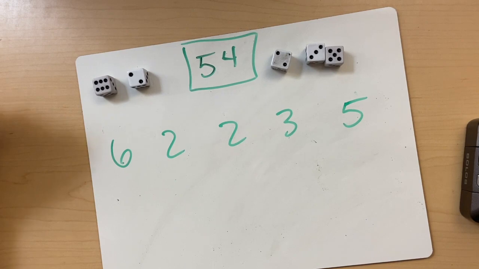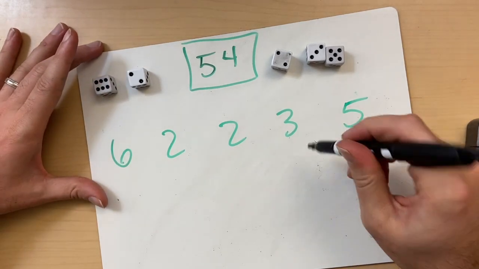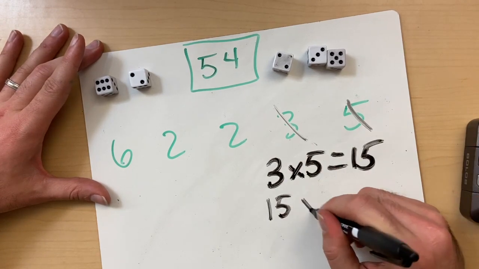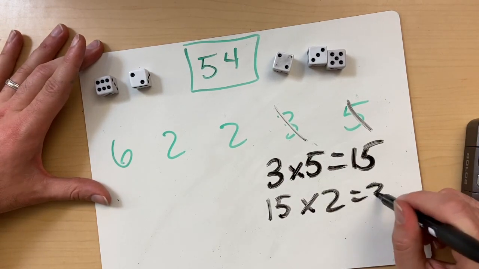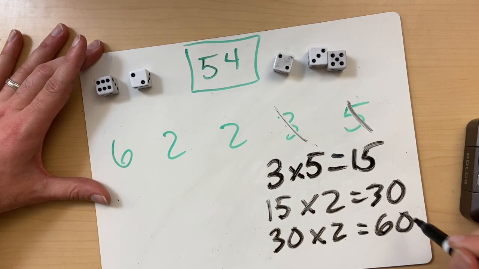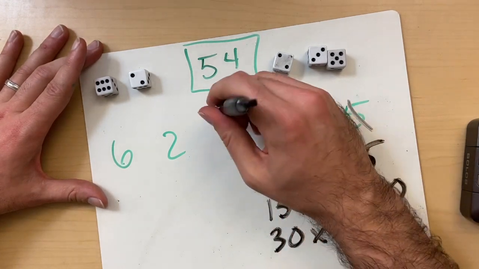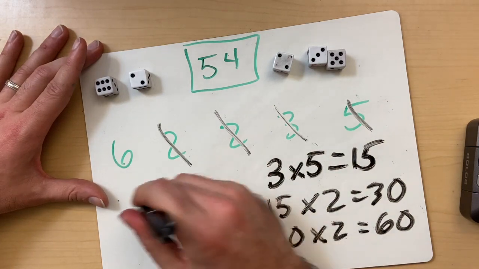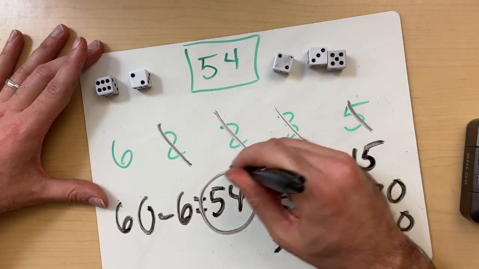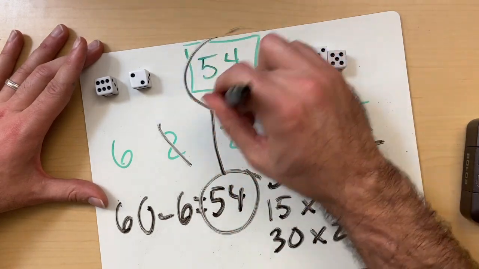Let's see. All right, I ended up a very different way, but I was thinking 3 times 5 is 15. And then 15 times 2 is 30. 30 times 2 is 60. And then if I use this last 6 that I have left, 60 minus 6 equals 54. So I ended up with my target number of 54.